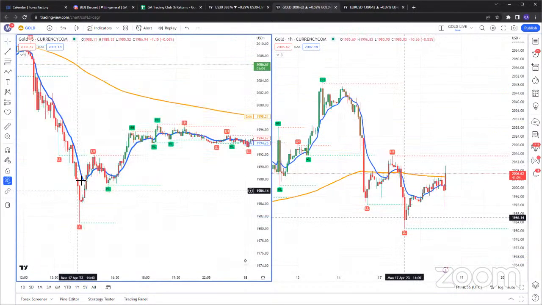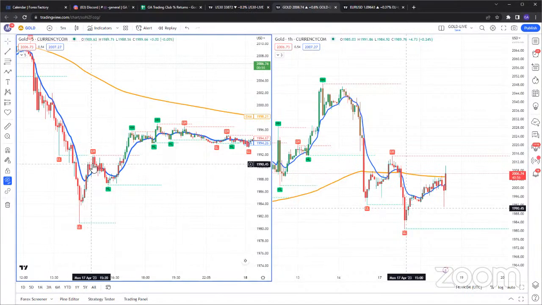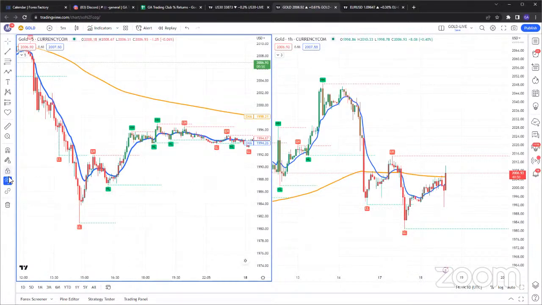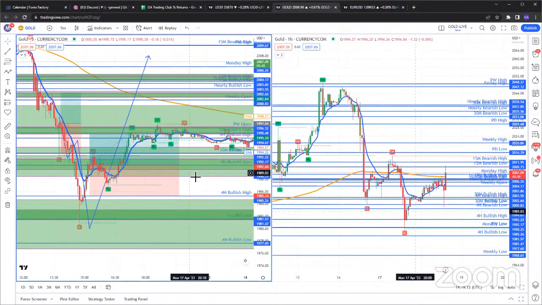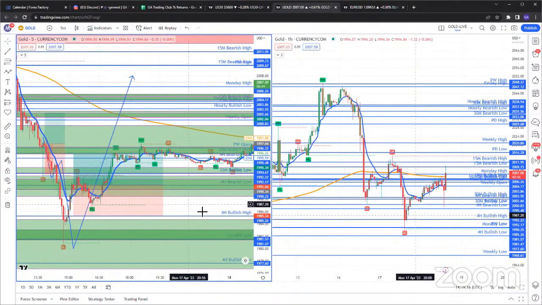Let me turn this off. With this particular candle, what I waited for was the next candle to retest and break above and close above the 9 EMA. And then that's when I entered a buy on gold at 1990. The trade came back a little bit into drawdown and then went all the way back up and hit take profit.